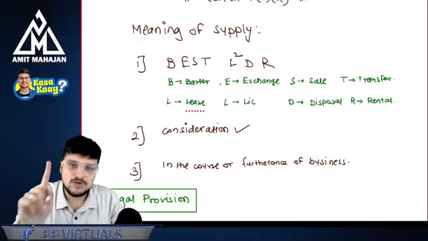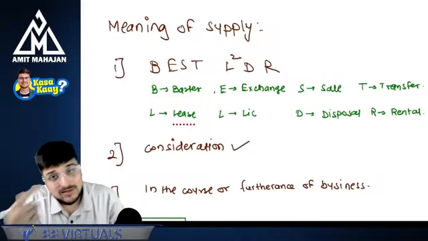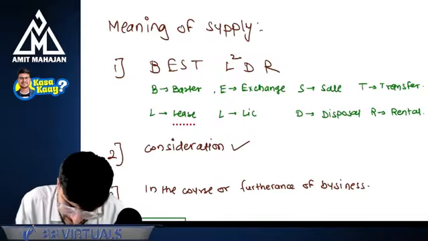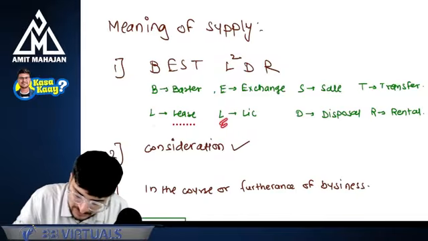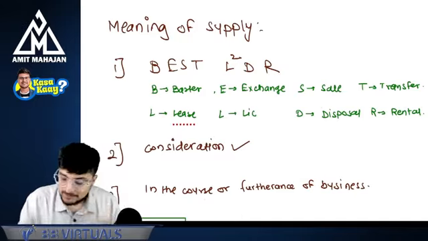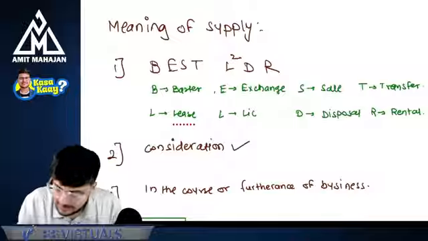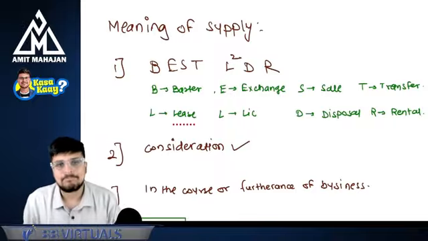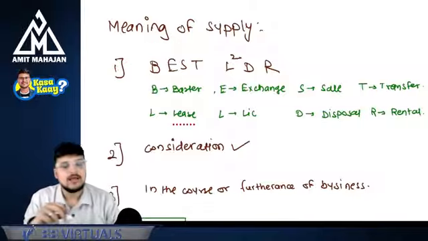If you barter, that is also supply. If you exchange, that is also supply. If you sell, that is also supply. If you transfer, I will come to this point after some time. If you lease, if you give anything on lease, that is also supply. If you give anything on license, that is also supply. If you dispose, so transfer and dispose, I will discuss in detail. And if you give anything on rent, that is also a supply. Understood? So that will fall under point number one.